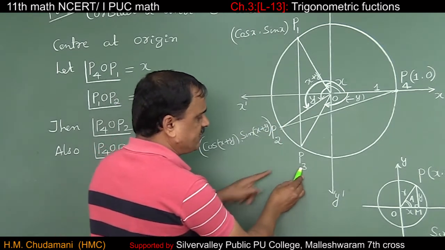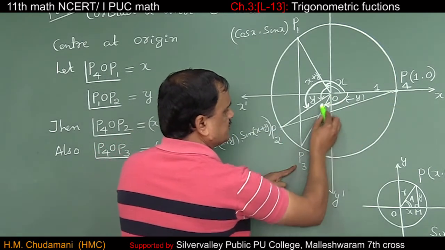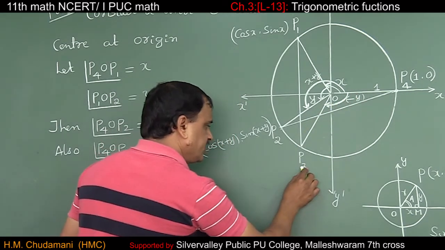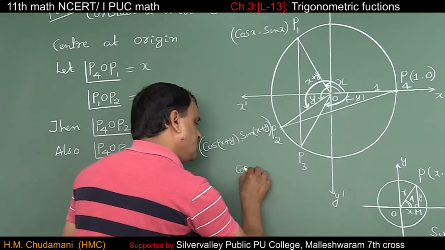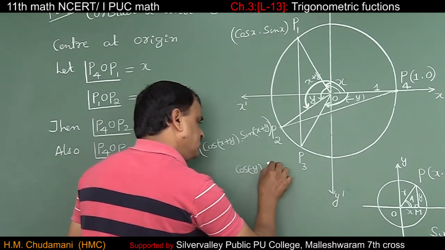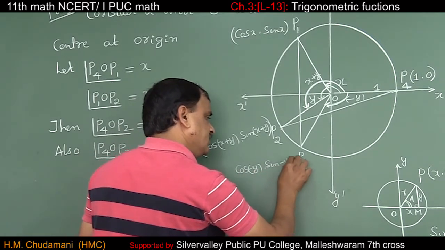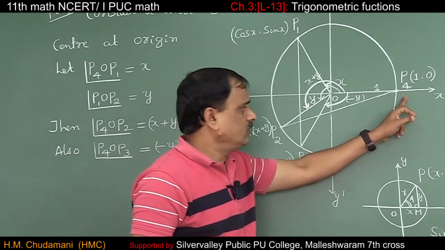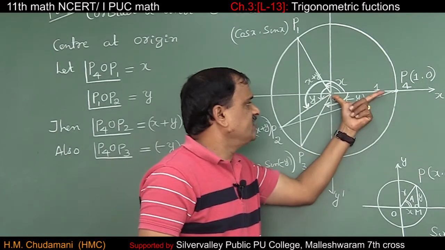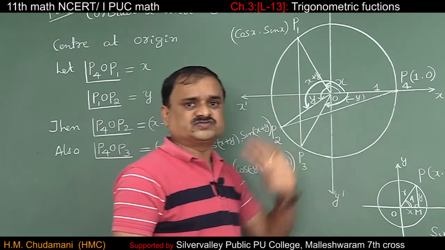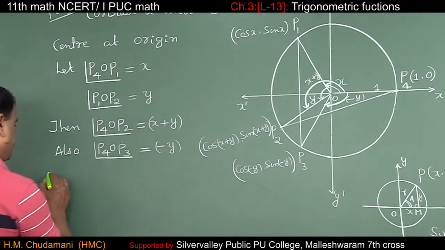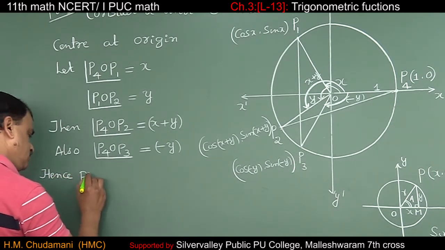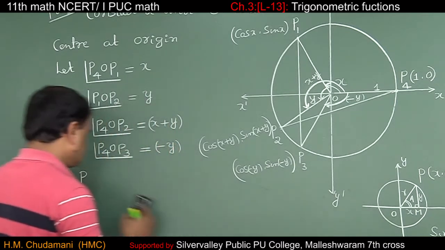And the coordinates of the point P3. Observe the point P3. This covers an angle of minus y. Therefore, the coordinates should be cos of minus y comma sin of minus y. And P4 is on the x-axis, so the y coordinate is 0. OP4 is 1 unit. That's why 1 comma 0. Hence, the coordinates of the points.